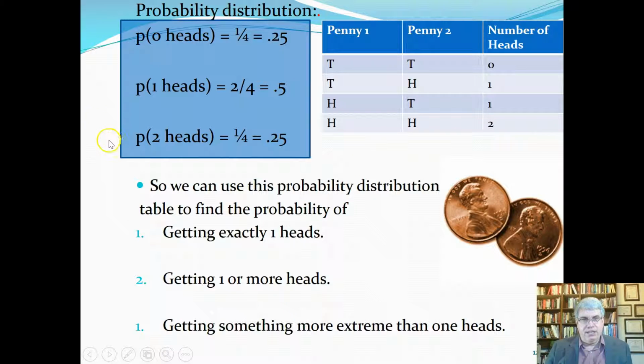Same thing with 2 heads. That's only 1 possibility out of 4. That's 0.25. But the probability of getting 1 head, there's 2 possible outcomes there, and 2 divided by 4 is 0.5. So we'd say the probability of getting 1 head is 0.5. So this is a probability distribution in this box. It shows the probability of getting any possible outcome. So we can use this probability distribution to calculate things. If we want to say, what's the probability of getting exactly 1 head? Well, we look at that table, and it's P equals 0.50.